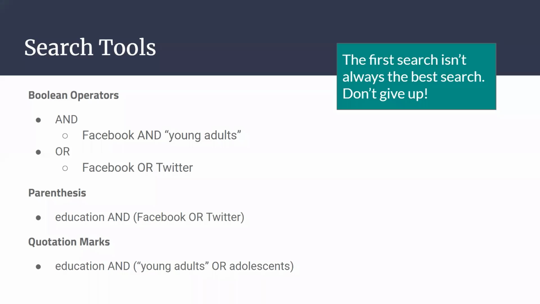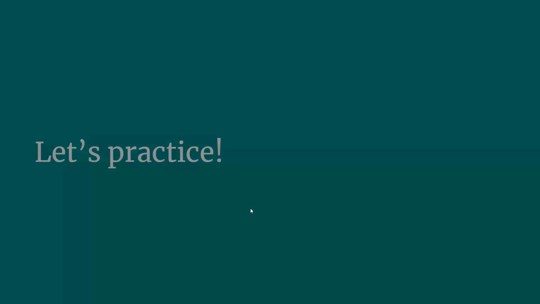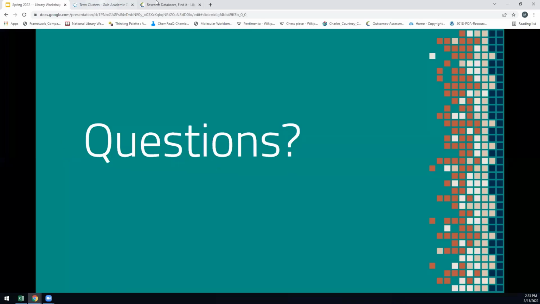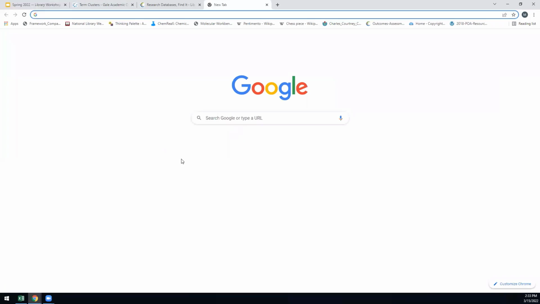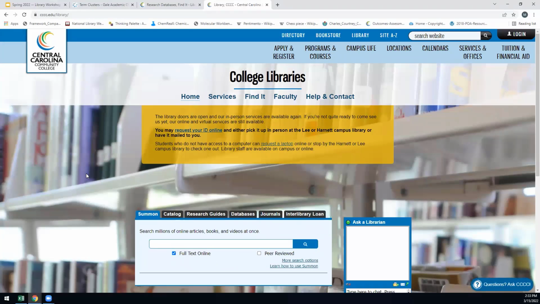Okay, perfect. Awesome. And so now we're actually going to practice with this. And then we'll do a little activity just to kind of cement everything. And then if you have any questions, just let me know, and we'll go from there. So let me go back to the library's homepage. And you will see here's our Summon search.